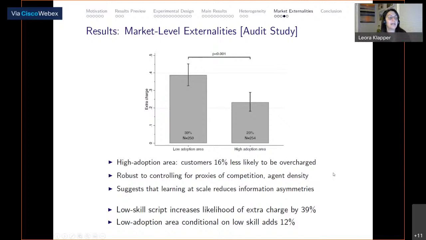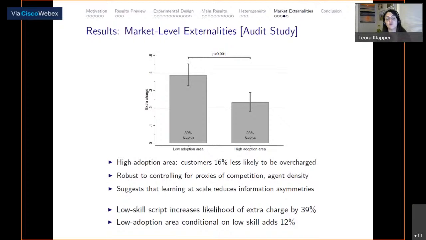And so what we find here: low adoption areas are neighborhoods around factories that pay wages in cash, versus high adoption areas, which are those neighborhoods surrounding factories that pay electronically. And we control for differences in the neighborhoods for agent penetration. We find in high adoption areas, customers are 16% less likely to be overcharged, to be charged additional illicit fees. That really suggests that there's learning at scale, which reduces what we call the information asymmetries. It makes for savvier financial customers, which spills over to the community.